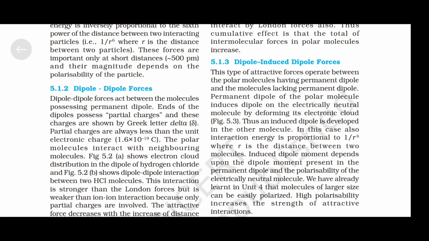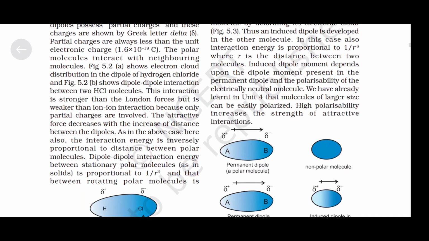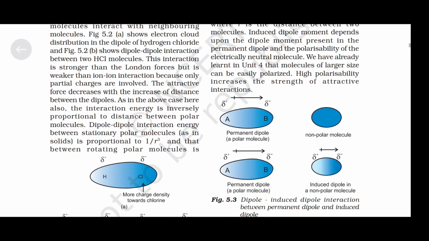Figure 5.2a shows electron cloud distribution in the dipole of the hydrogen chloride. And figure 5.2b shows dipole-dipole interaction between two HCl molecules. This interaction is stronger than the London forces, but it is weaker than the ion-ion interaction because only partial charges are involved. The attractive force decreases with the increase of distance between the dipoles.